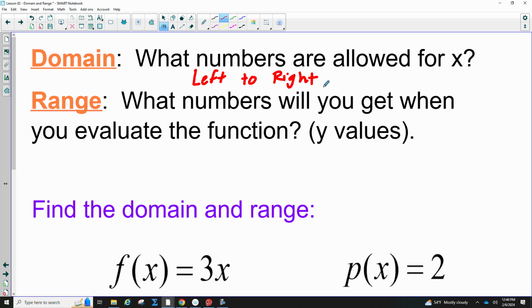Then the range is what numbers you will get when you evaluate the function. What's allowed for x tells you what's allowed for y. Also, if you look at the graph, it's how far down to how far up. So if domain is left to right, then range is how far down to how far up the graph goes. I think it's easiest to look at or think about the graphs, but we'll talk about all of them.